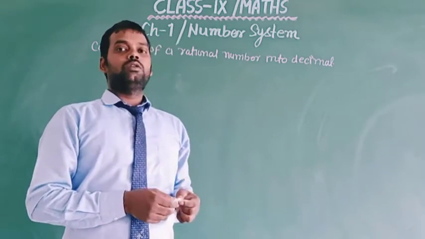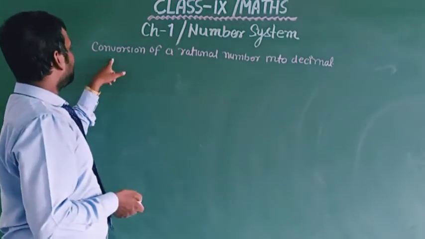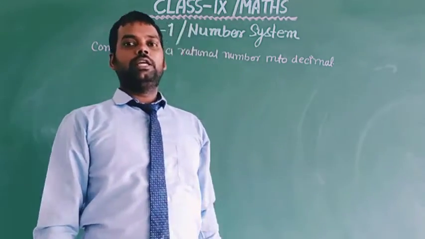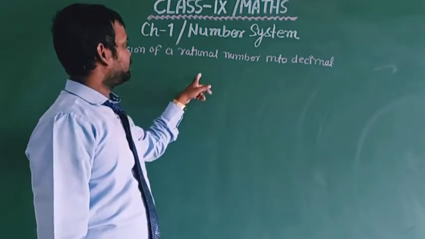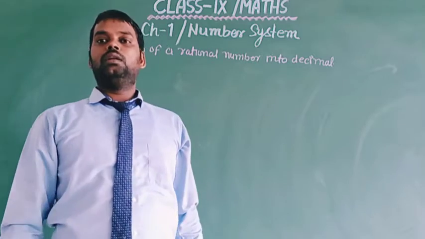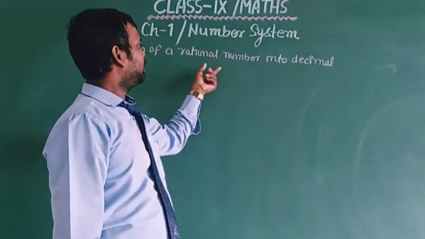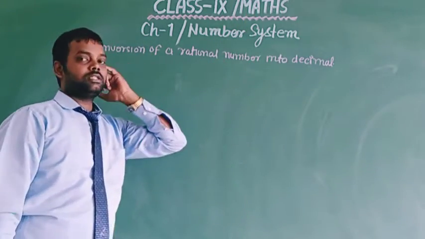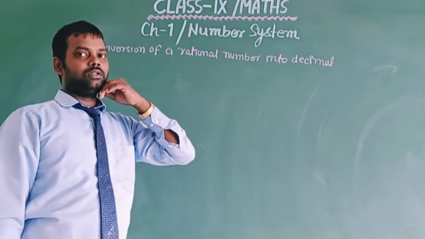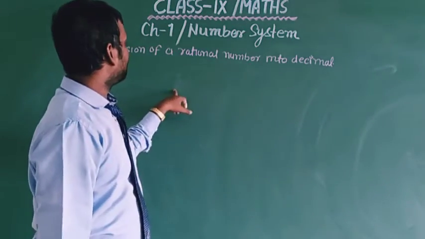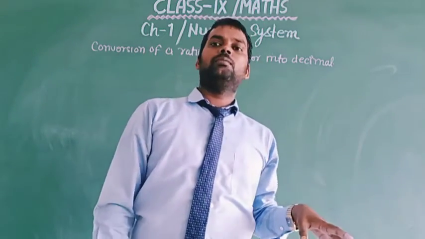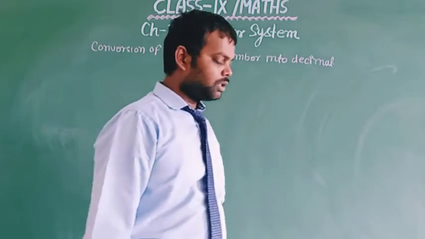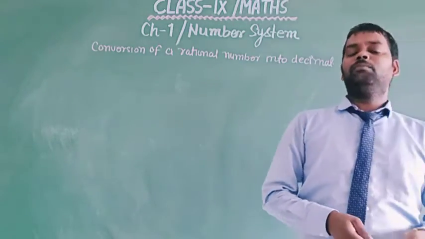So dear children, to convert a rational number into decimal, we divide the numerator by the denominator. Two cases arise. The first case is the remainder becomes 0.